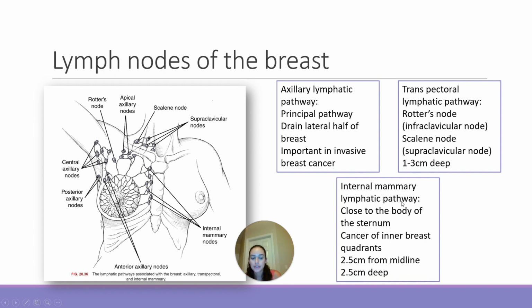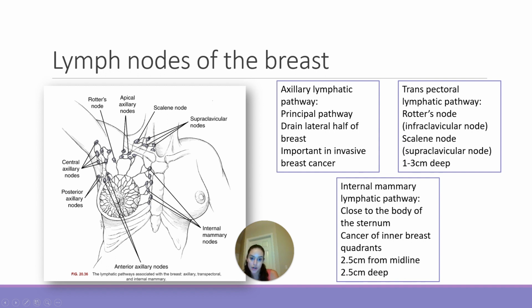Finally, the internal mammary lymphatic pathway. So internal mammary, these are the ones that are hugging your sternum. These are the medial nodes. They are close to the body of the sternum, for cancer of the inner breast quadrants. So when you see cancer of the breast metastasize, if it is in an inner quadrant, you will typically see the internal mammary nodes being treated in radiation therapy.